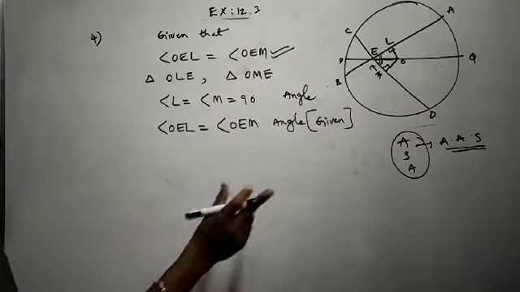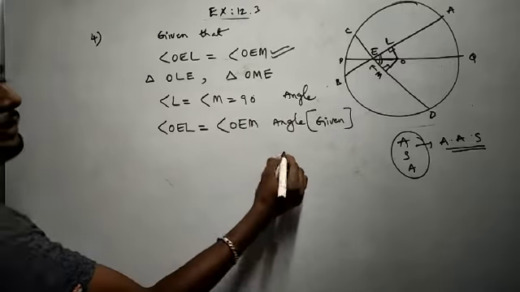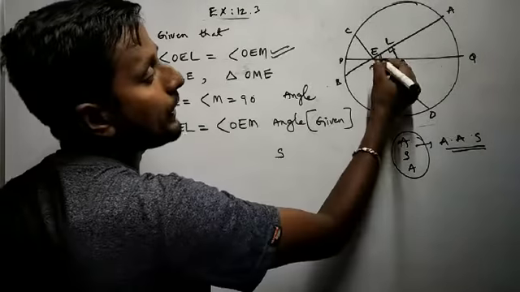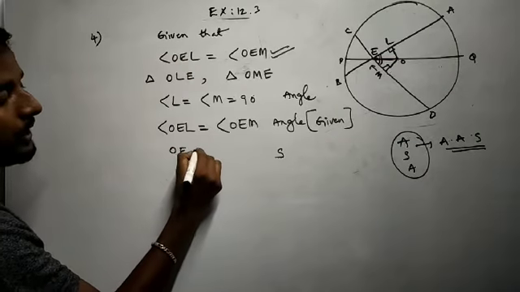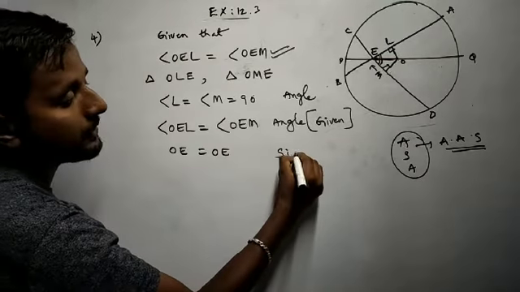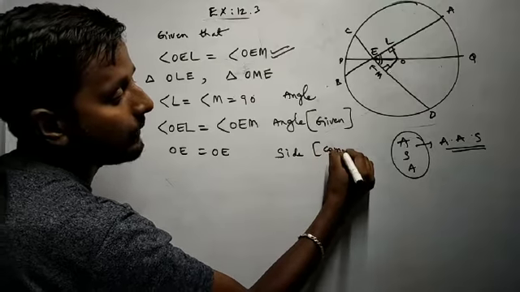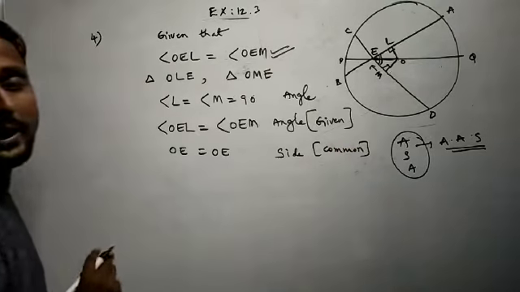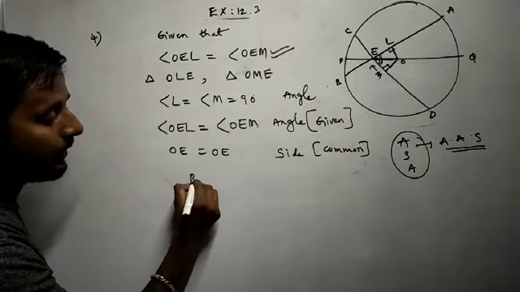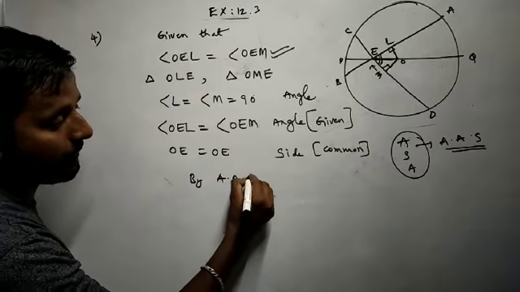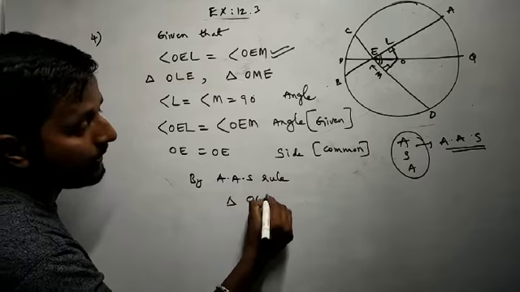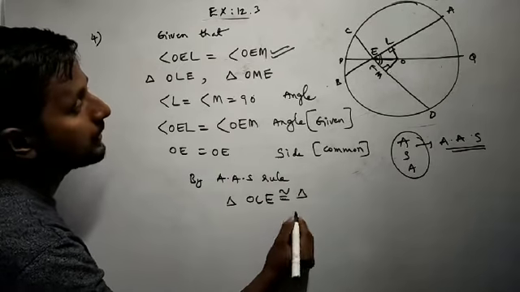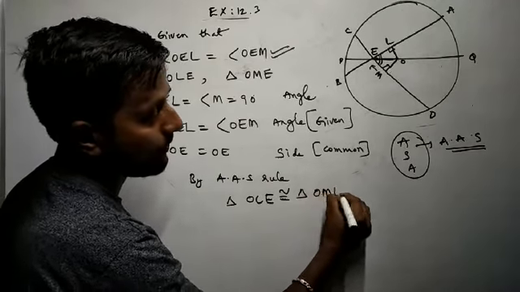Right? So already I got the angles. We need a side. So look at EO or OE. OE is a common side. So OE is equal to OE. It's a side. The reason for equality, it's a common side for both triangles. So by AAS rule, triangle OLE is congruent to triangle OME.